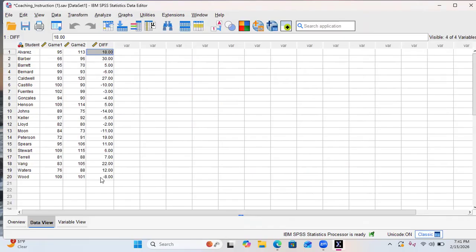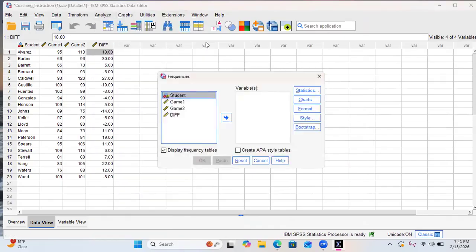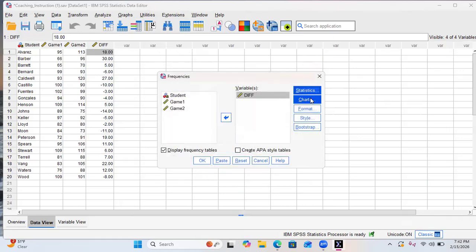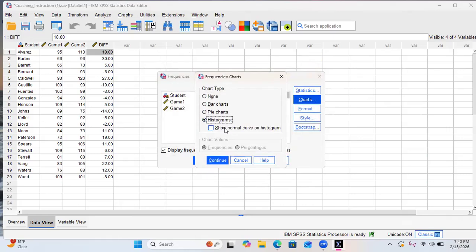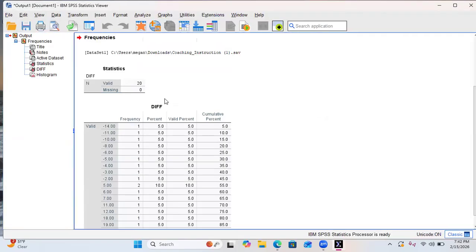So there we have our new variable, and our change here is the difference. We need to see if this has a normal curve. So we're going to go up to Analyze, Descriptive Statistics, Frequencies. Now we're just going to click on the difference, move that variable over, click on not statistics, go back to charts, hit histograms, and we want that normal curve on that histogram, and hit continue. Now that the data runs, we do have an N value of 20 students.